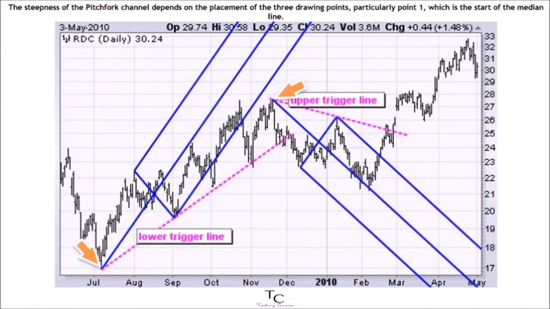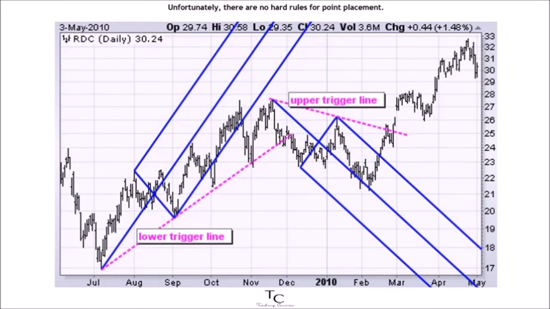The steepness of the pitchfork channel depends on the placement of the three drawing points, particularly point 1, which is the start of the median line. Even though point 1 usually starts with a reaction high or low, it is sometimes necessary to adjust point 1 to ensure a realistic price channel.